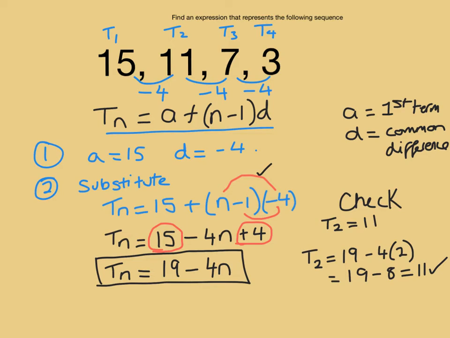I can put in T3, which is 7. I can put in T4, which is, sorry, 3. And all I'm doing is, instead of the n, I'm going to substitute with whatever. So for example, if I'm T3, instead of my n here, I'd put in 3 and I should get the answer of 7. If I'm going T4, instead of n here, I'd put in 4, and therefore 4 would go in here and I should get the answer of 3.